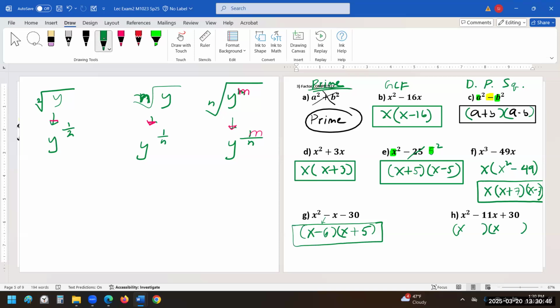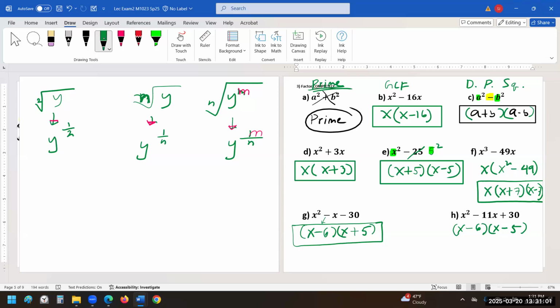The next one, very similar. Two numbers multiply to 30 but combine to 11. They have the same answer. The only difference is, here 5 is plus, but here 5 is minus.